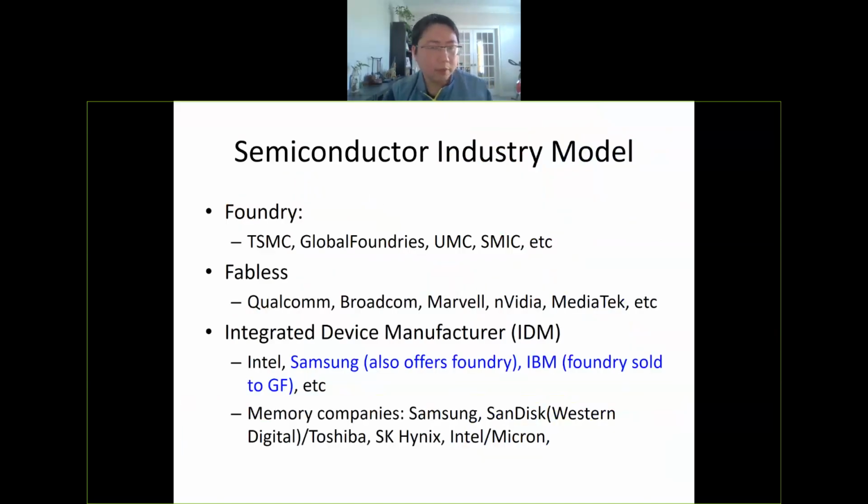So lastly, we want to briefly talk about the industry model. So let me stop here for a while.